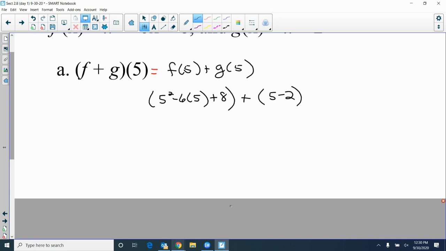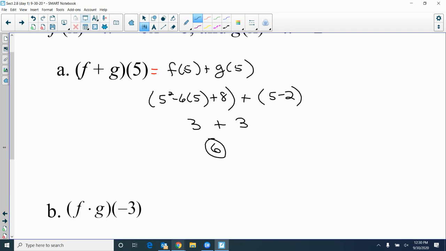The graph. I just put something in the like on my images so work for me. There you go. Dominic, you got it? Yeah, I got 6. 6 should be right. 25 minus 30 is negative 5 plus 8 is 3. 5 minus 2 is 3. 3 plus 3 is 6. Good. All right, so that's going to be that first one.